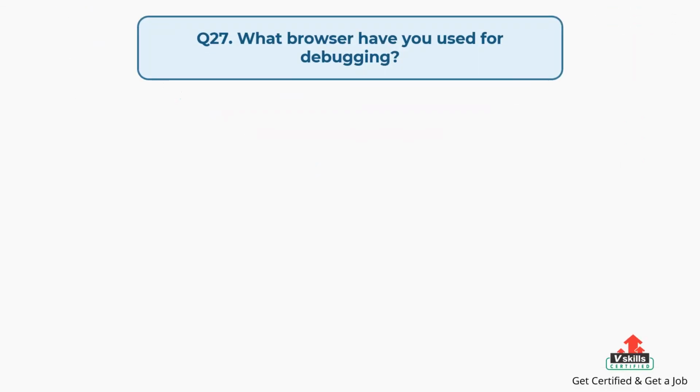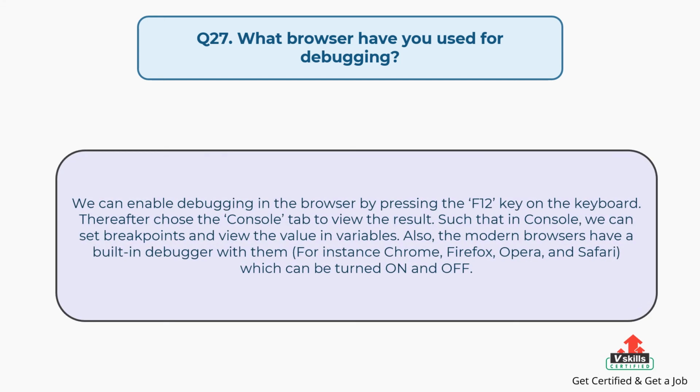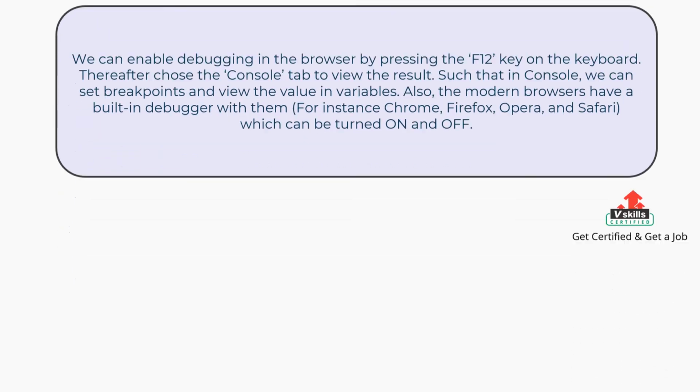Question number 27, what browser have you used for debugging? The answer is: we can enable debugging in the browser by pressing the F12 key on the keyboard. Thereafter choose the console tab to view the result, such that in console, we can set breakpoints and view the values in variables. Also, the modern browsers have a built-in debugger with them, for instance, Chrome, Firefox, Opera, and Safari, which can be turned on and off.